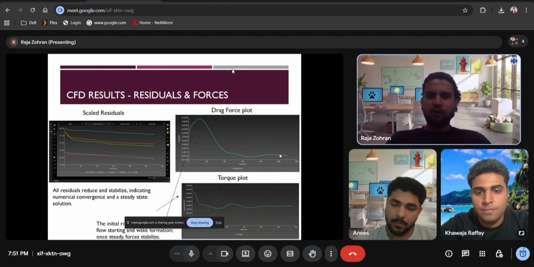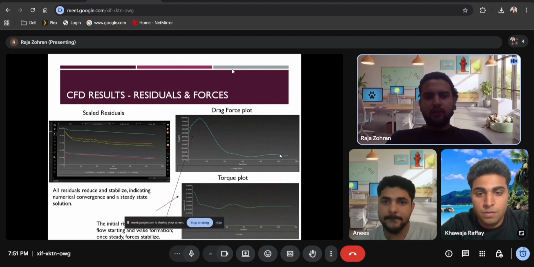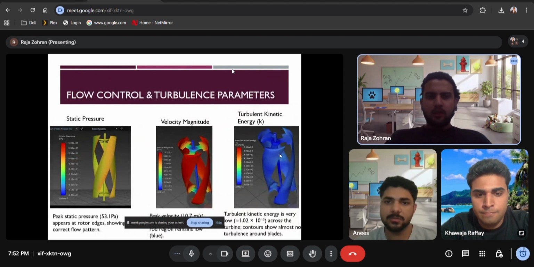So these are our CFD results. As you can see, all residuals reduce and stabilize, indicating numerical convergence and a steady state solution. These are our flow and turbulence parameters, which include static pressure, velocity magnitude, and turbulent kinetic energy. The peak static pressure was about 53.1 Pascal, appearing at the rotor edges, showing the flow pattern.